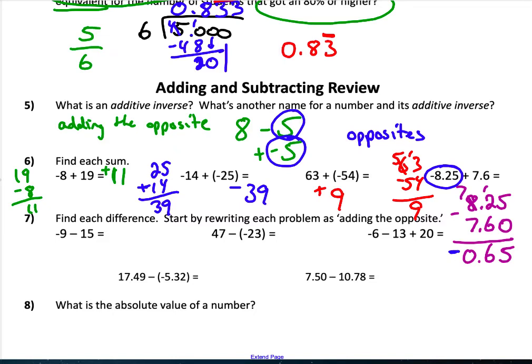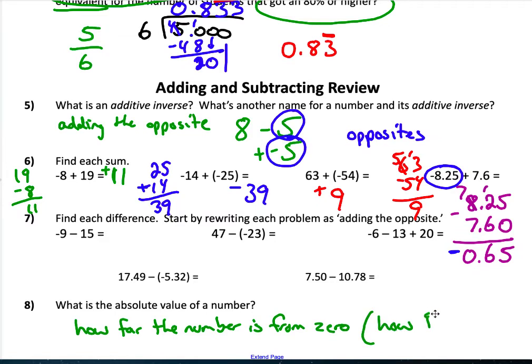Okay? And that helps us a little bit with our question at the bottom. What's the absolute value of a number? It's how far the number is from 0. Think of it as how big of a number it is. So basically, it's not worried about its sign, it's just worried about the size of the number. How far is it away from 0?